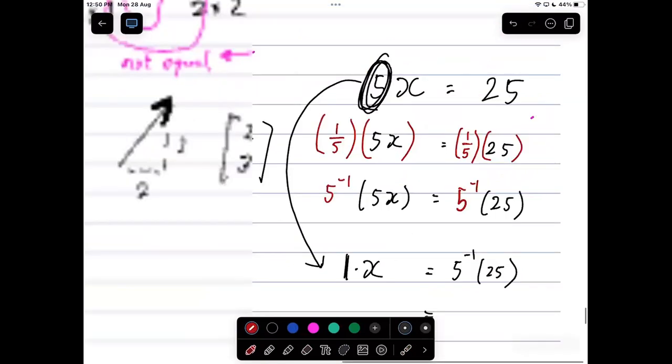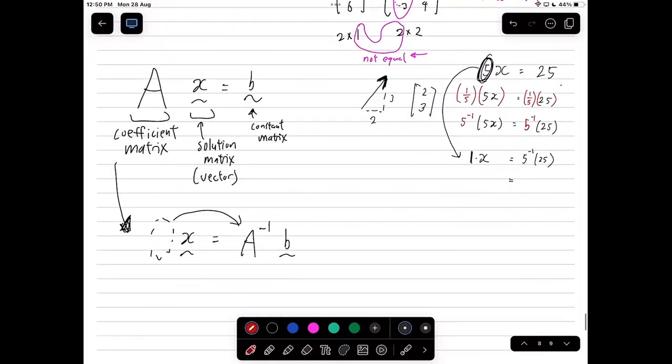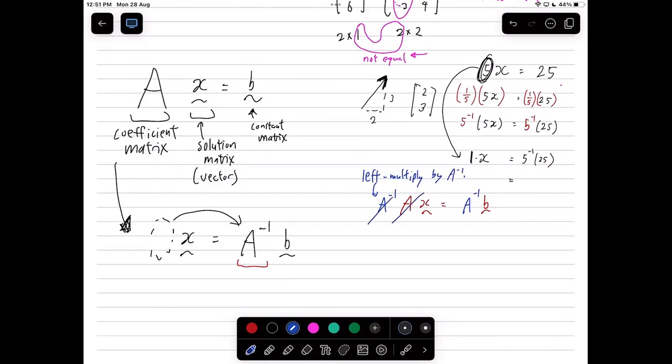Okay, we're dealing with matrices now. So be careful. Your A inverse must be what I call left multiplied. In other words, you start off with AX equal to B. What we are doing is we are multiplying both sides by A inverse. We are left multiplying. This is called left multiply by A inverse. And then A inverse and A cancel away, you're left with X equals A inverse B. Can you understand?